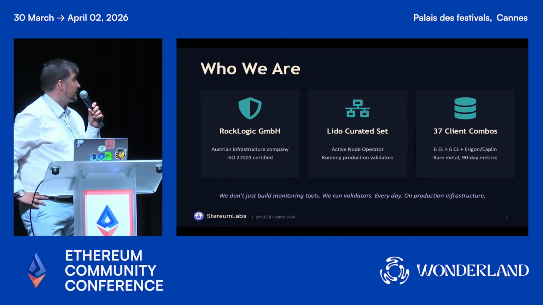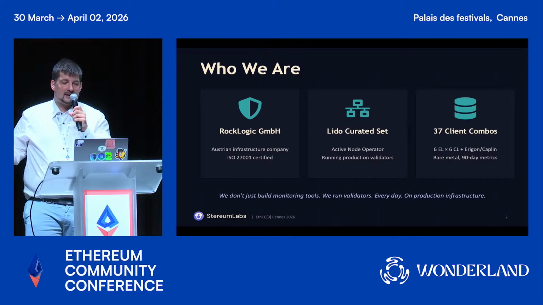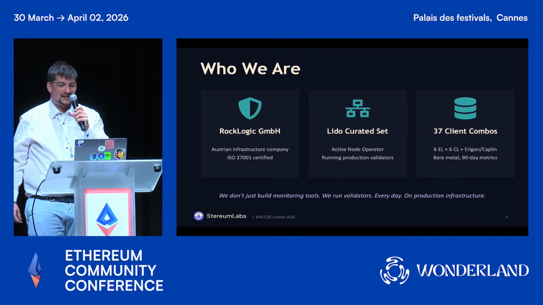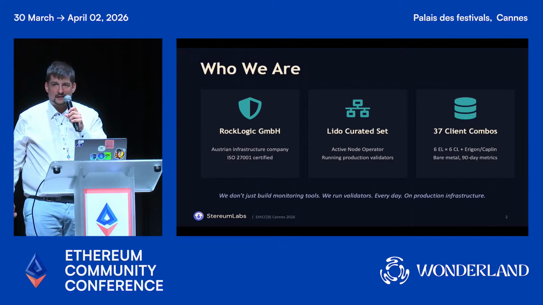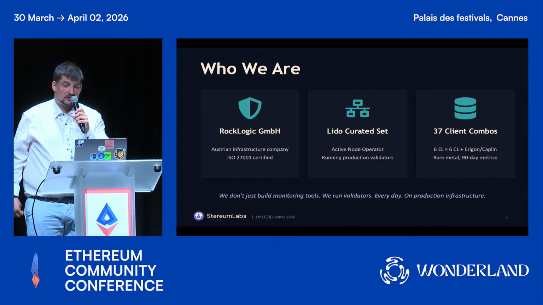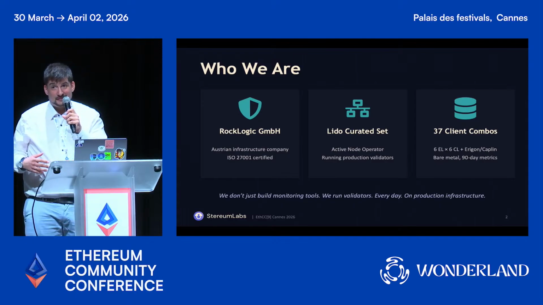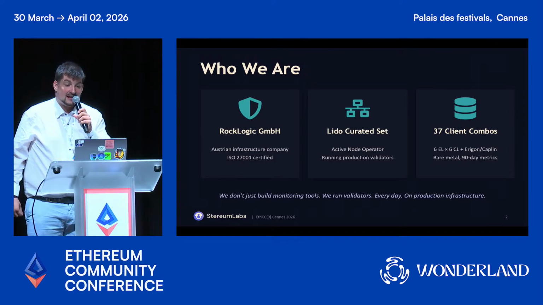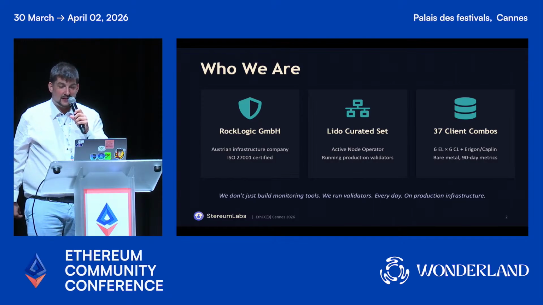So, who is Rocklogic? Rocklogic is a company based in Austria, now ISO 27001 certified, and running in the Lido curated set, and is an active node operator running day to day in production. We are one of the few who run 37 client combinations, 6 execution layers, 6 consensus layers, and standalone Erigon Caplin on bare metal, with 90 days of metrics. So we do this every day.